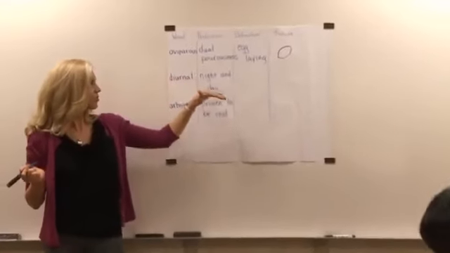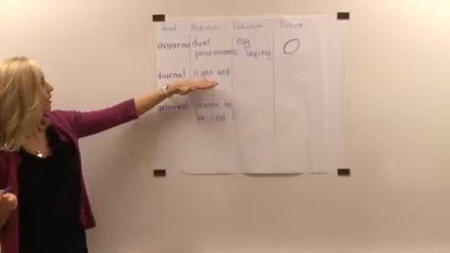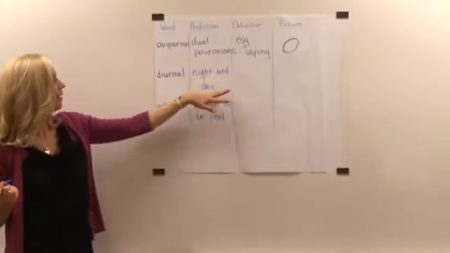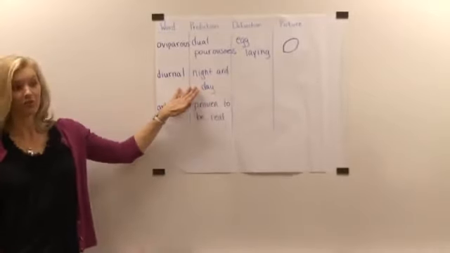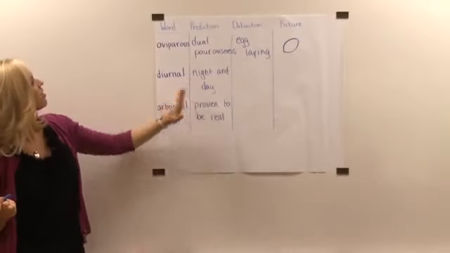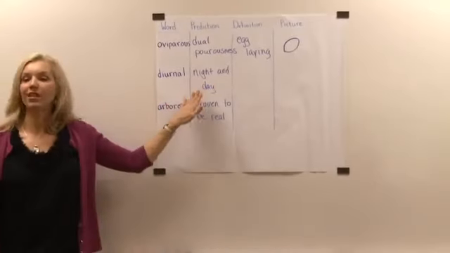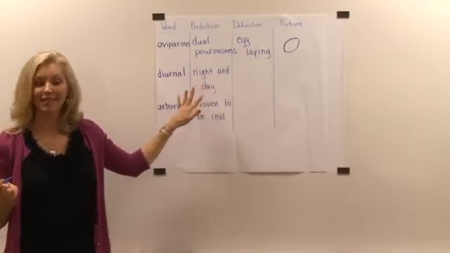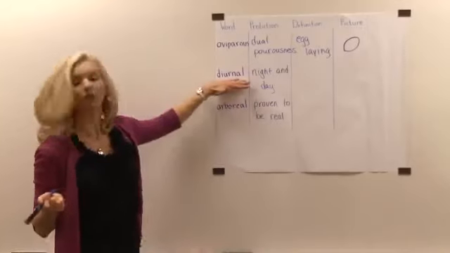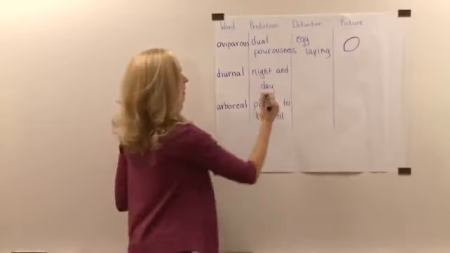The next word, diurnal, our prediction was that it means awake during both the night and the day. And actually, you're very close with this one. I'm going to tell you what diurnal means by telling you the antonym. You remember what an antonym is, the opposite? The antonym for diurnal is nocturnal. And you're probably familiar with that word. Nocturnal means awake at night. Diurnal means awake during the day.